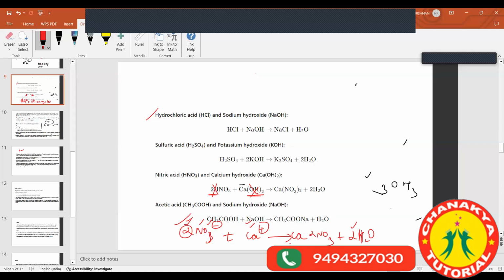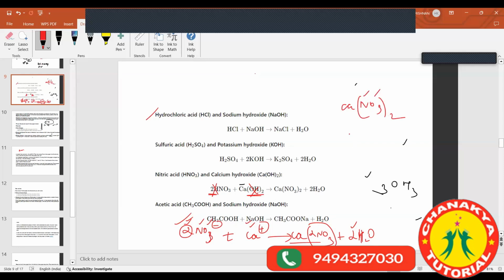So this is not the correct way to write. Numbers can come only in the front or in the subscript, down like this, but it cannot come in the middle like this. So this is not the correct way to write. What I'm doing is reframing it, so that the 2 belongs only to the NO3 group. So this 2 is now common for N and O.